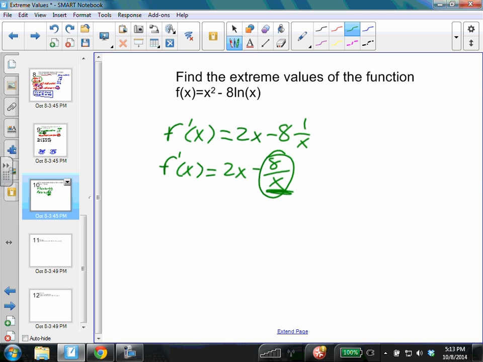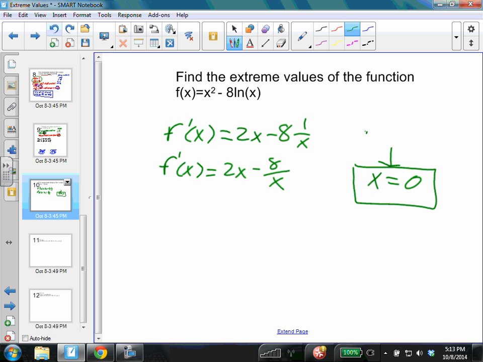So I'm simply going to take the bottom of that fraction, which is x, and set it equal to 0. And luckily in this case, there's nothing to solve. This right here is where f prime of x does not exist, right? So that is a point to check. And it's really easy to find. Okay? That bottom is equal to 0.